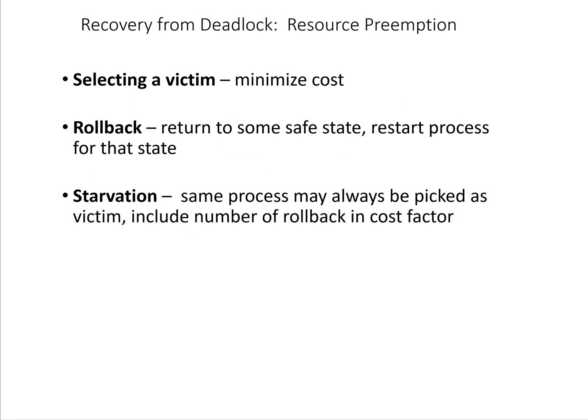So the steps are: select a victim with the minimum cost, roll back, return to some state, and restart the process. And then you have to be careful because if your rules aren't general enough, you could end up starving, always picking the same victim, in which case you're never going to get free of the deadlock. So one of the ways around this is to include the number of rollbacks in our actual cost computation.